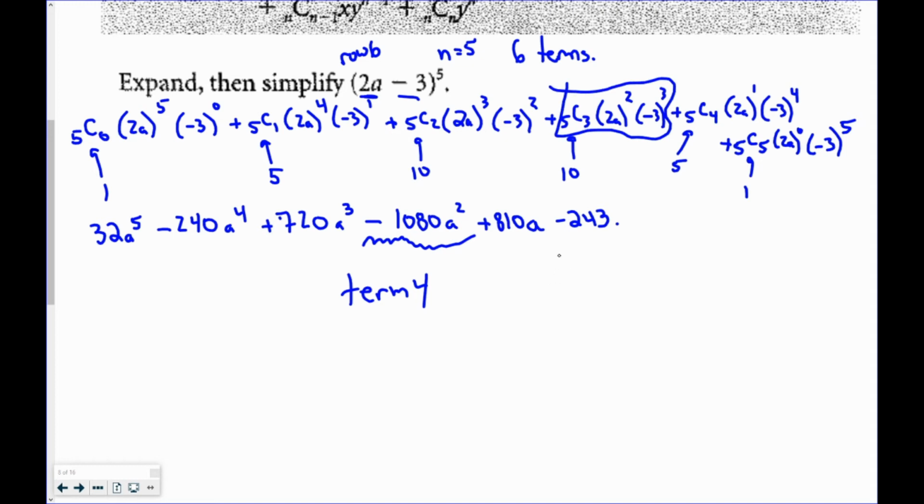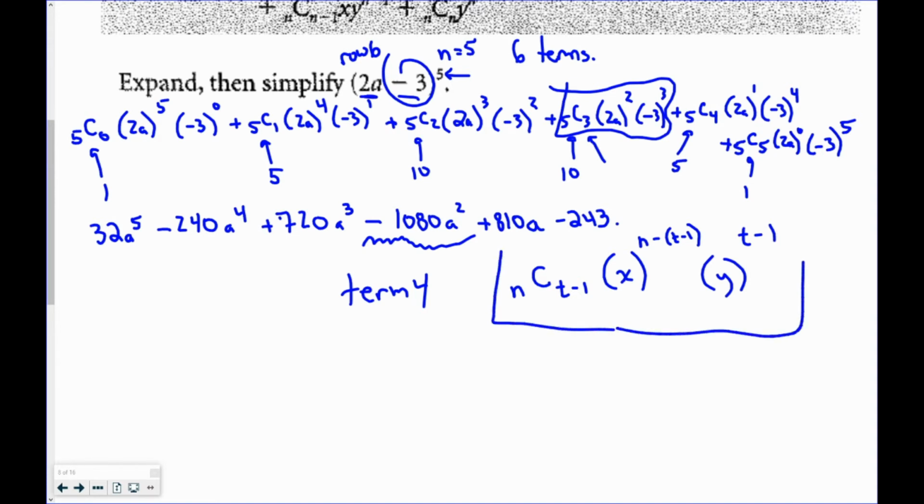So if they're asking term 4, we already know the n value comes from here. So we go n, c, and then this is going to be your term minus 1, right? Because the value was 3. And then we do the first thing: x to the power of, well, it was 5 minus 3, right? So it's whatever n minus t minus 1 is, times the y term, which again is just this, raised to the power of t minus 1. So we sort of came up with a formula on how to find a specific term.